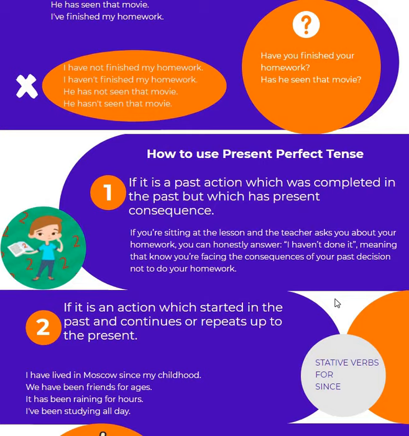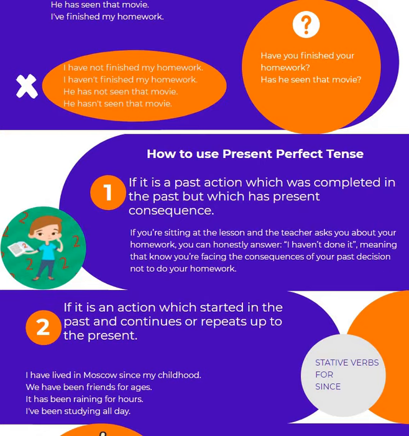So now we know how to form present perfect tense, but the question is how to use it. As we have already mentioned, present perfect connects past actions with present. So what are the ways to connect past and present? So the first case is if it is a past action which was completed in the past, but which has present consequence.